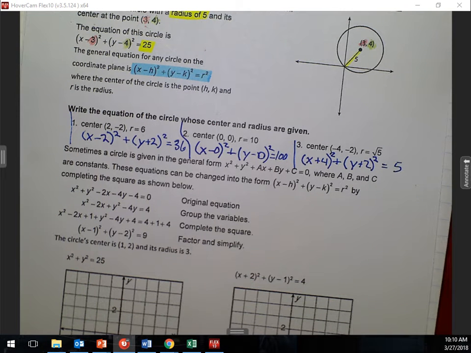Not too bad, right? Okay. So now, this next part right here is going to be the hassle.